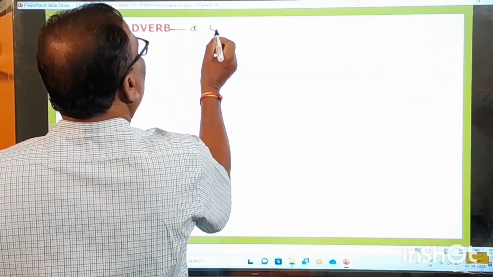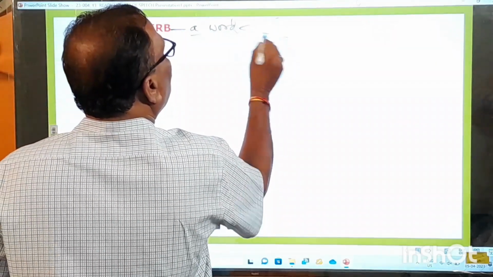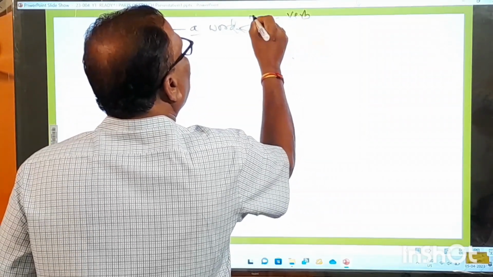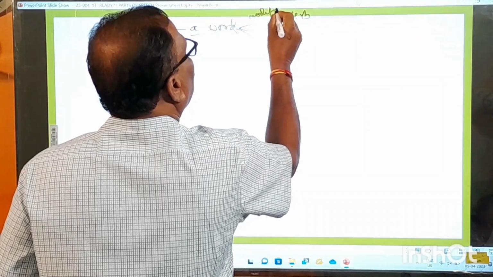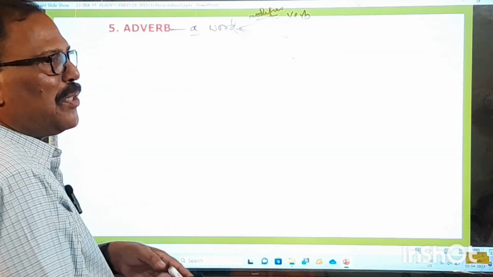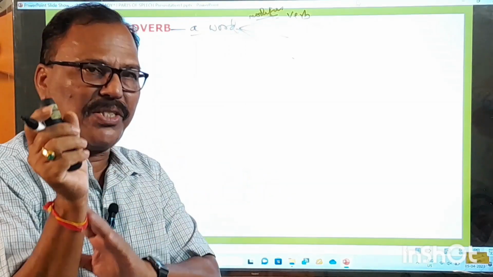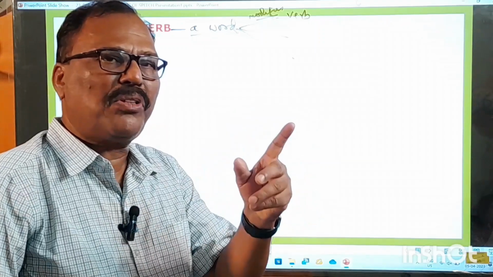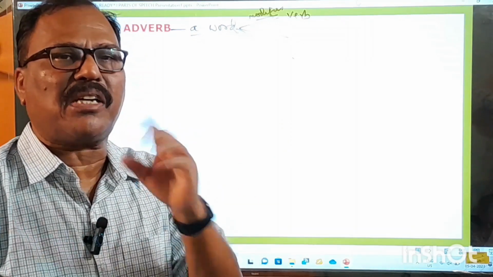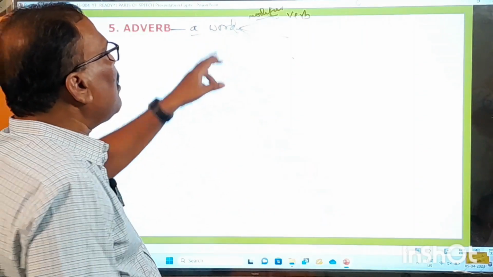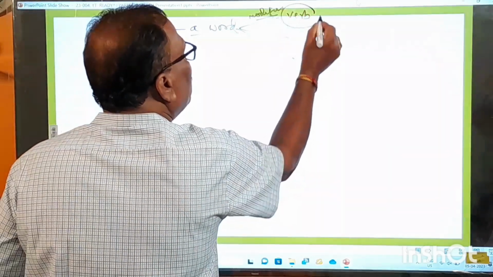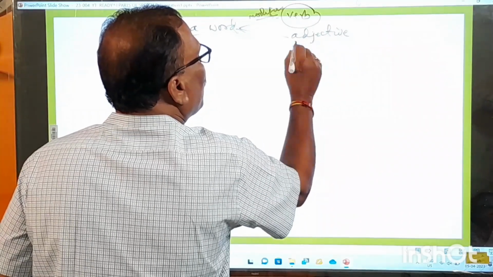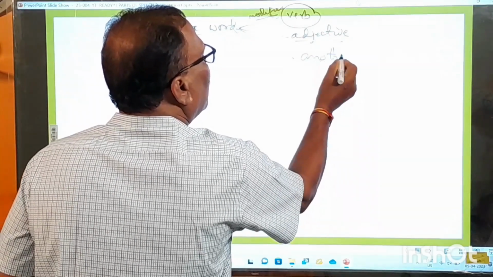Adverb is a word. Okay, what does it do? It modifies a verb. See, grammatically, two things are there. Qualify is used for adjectives, modify is used for adverbs. Modify, qualify, both convey the same meaning as describe, right? So, a word which modifies a verb, and modifies an adjective, another adverb.